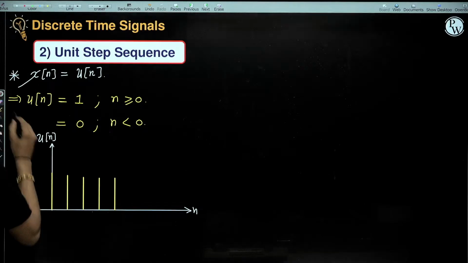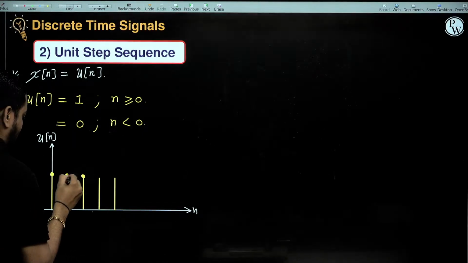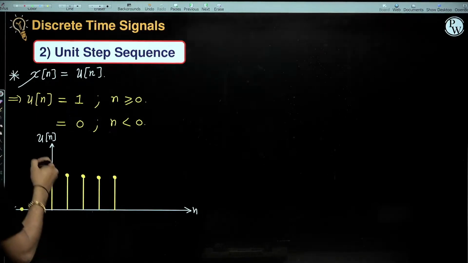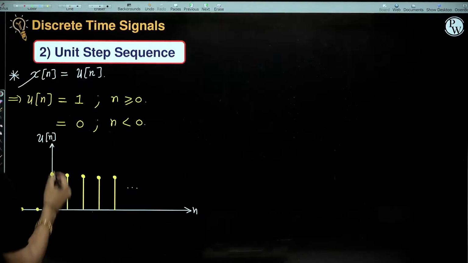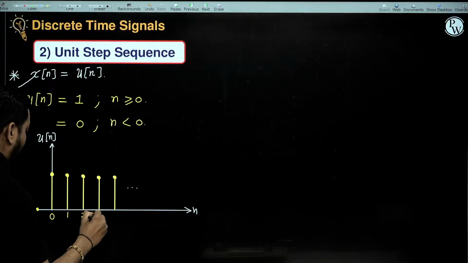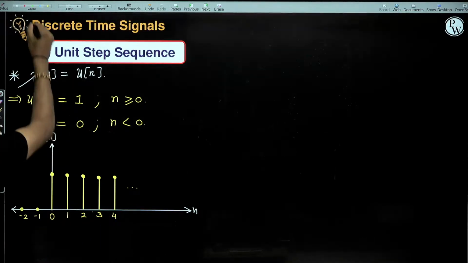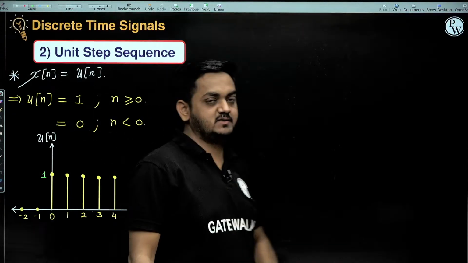Correct? So here amplitude is sample amplitude is 1 guys, and so on up to infinity guys. So n equal to 0, 1, 2, 3, only integer values, 4, minus 1, minus 2, and amplitude is 1 guys. Okay. So these are the different samples guys.